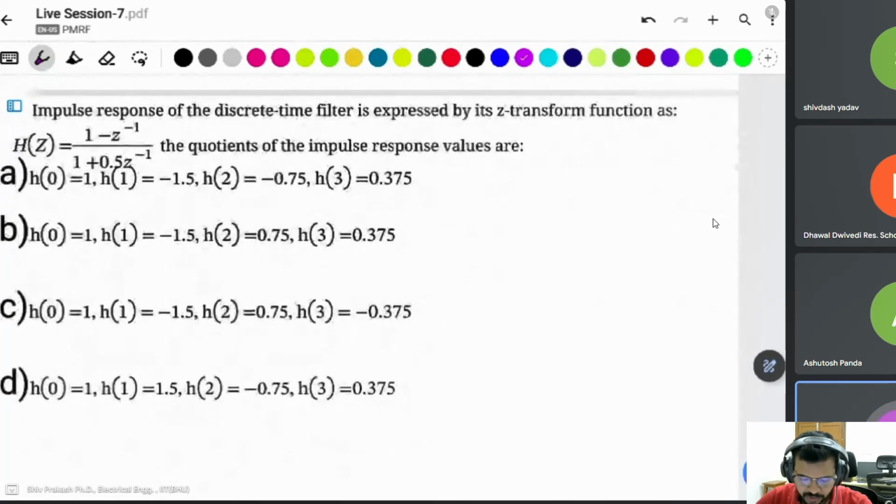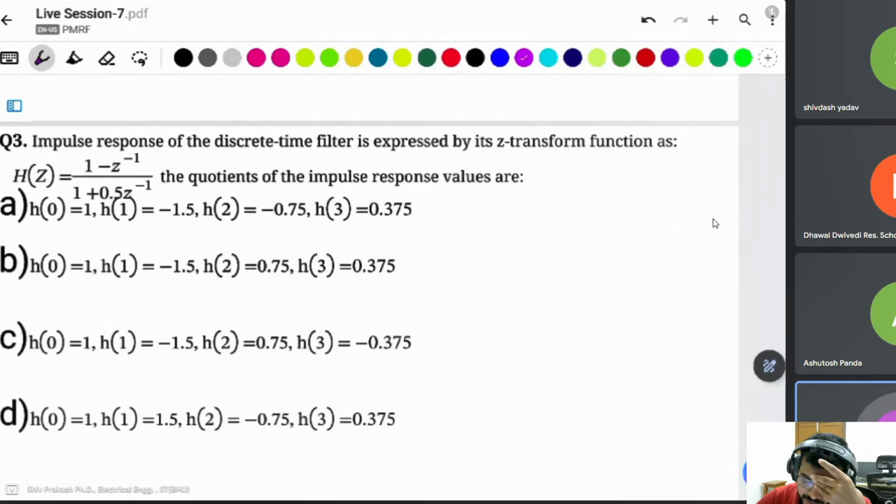Okay. Next question. The impulse response of the discrete time filter is expressed by its Z transform function as H(z) equals 1 minus z inverse divided by 1 plus 0.5 z inverse. The question asks for the impulse response values. It means we have to find the inverse Z transform of the system, then put the values of n as 0, 1, 2 and 3. Then we will get the correct answer.